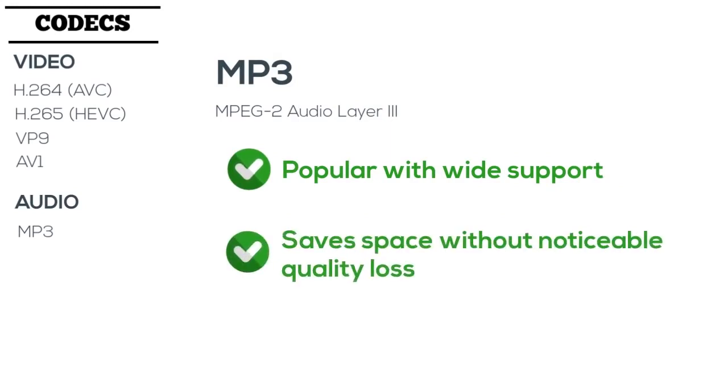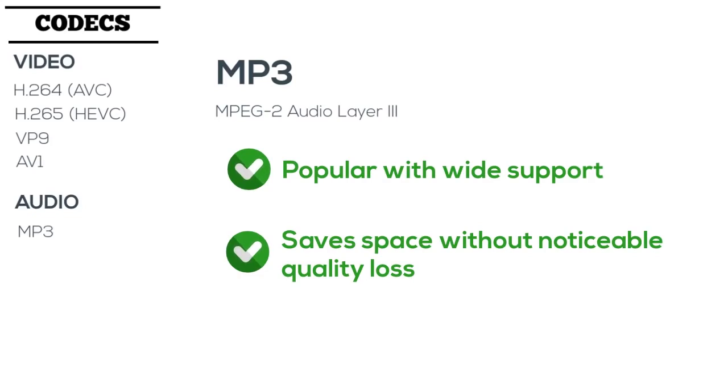Developed by the Moving Pictures Experts Group in 1993, this lossy audio codec takes advantage of the limitations of human hearing, often referred to as auditory masking. An example of this is that MP3 is often reduced to 128 kilobytes per second, which sounds almost like the original CD, but is only 9% of the file size.